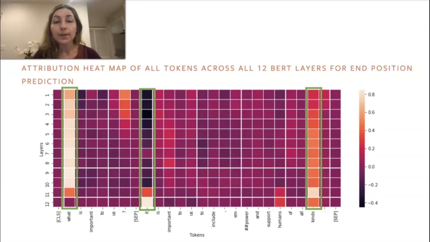We perform the same experiment for end position token prediction. As we can see from the question, the question token "what" still remains very important for end position prediction. Also, token "it" gains more importance, especially in the last layers. And the correctly predicted end token "kinds" also appears to have high prediction score across all layers, which becomes more obvious, especially in the last layers.